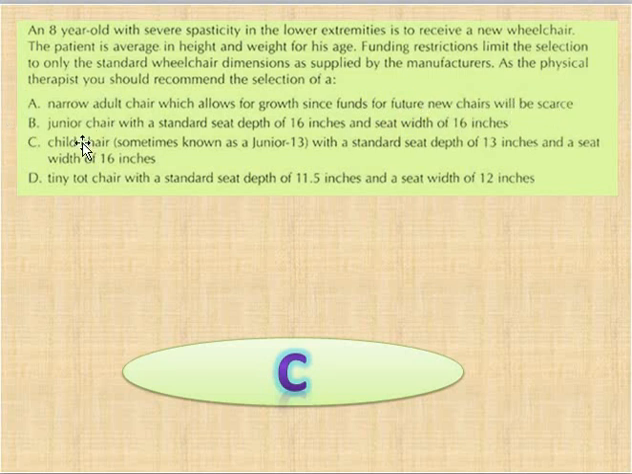B, a junior chair with a standard seat depth of 16 inches and seat width of 16 inches. C, a child chair, sometimes called junior 13, with a standard seat depth of 13 inches and seat width of 16 inches. And D, a tiny tot chair with a standard seat depth of 11.5 inches and seat width of 12 inches. The correct option is C, the child chair, called junior 13, with the standard seat depth of 13 inches and seat width of 16 inches.